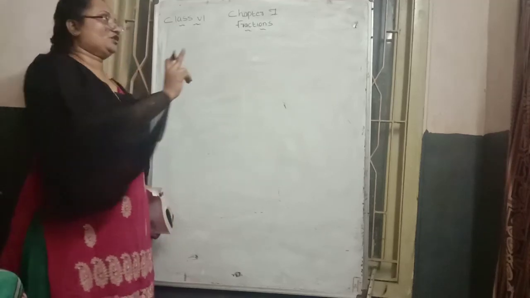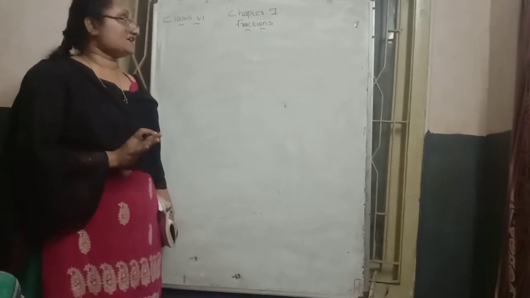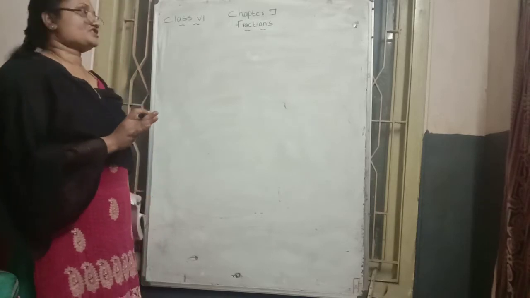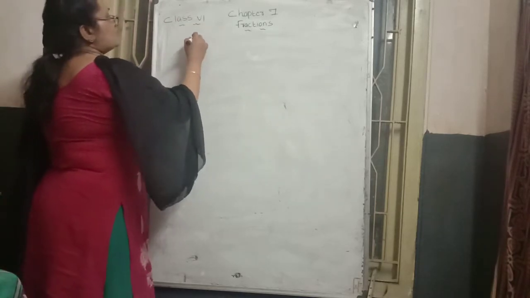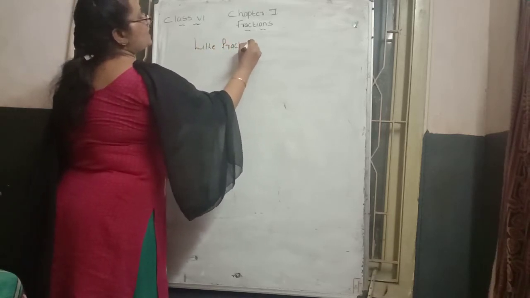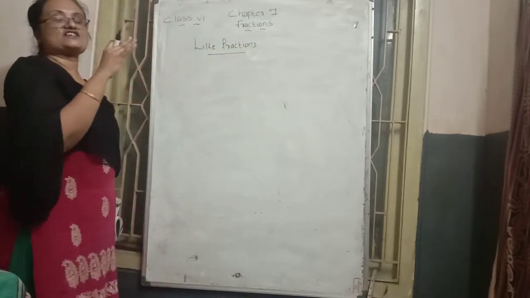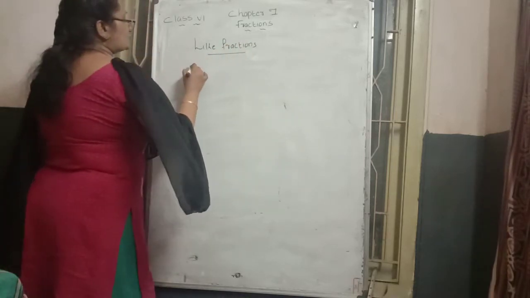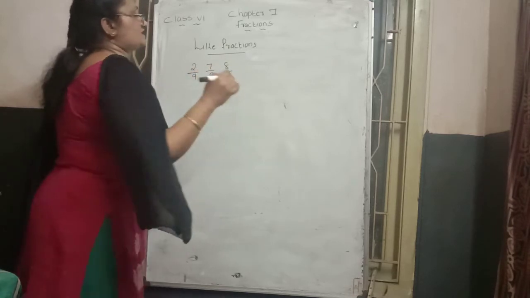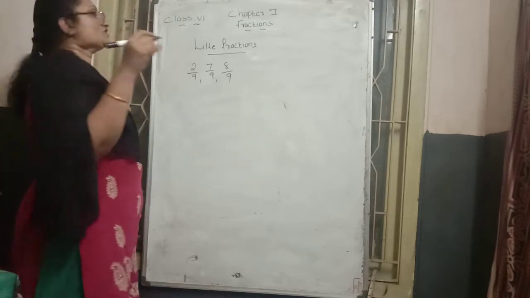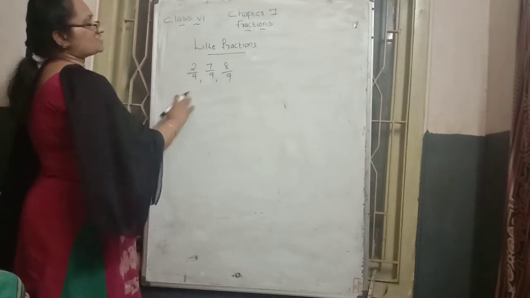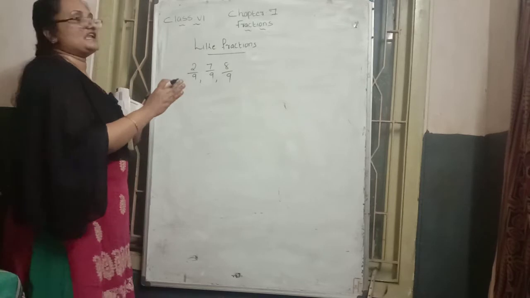Hi students, now we are going to discuss chapter 7, the fractions chapter. Here we already started fractions, and now we are discussing like fractions. Like fractions means fractions whose denominators are the same, for example 2 by 9, 7 by 9, 8 by 9. They are known as like fractions. The fractions whose denominators are the same, we call them like fractions.